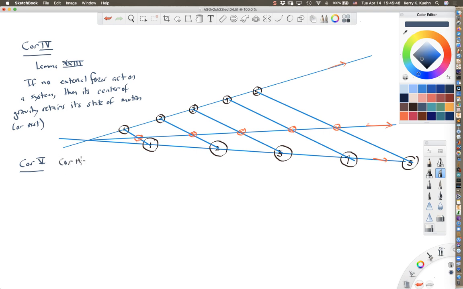So corollary 4 holds, or this one up here is true, whether the space in which these 2 things or 3 things or 10 things are moving is at rest or moving at a uniform speed in a straight line.